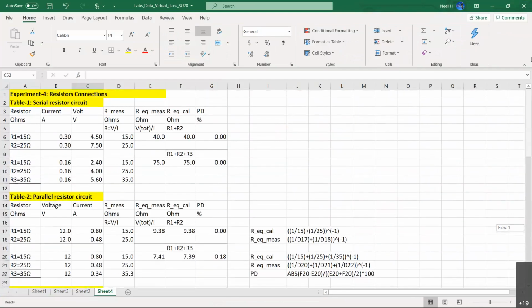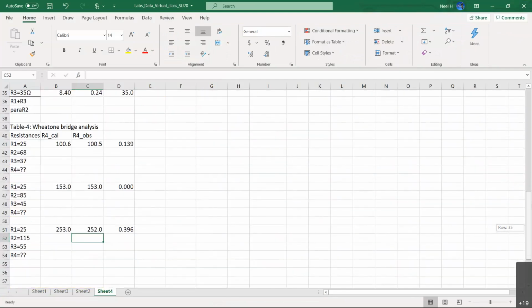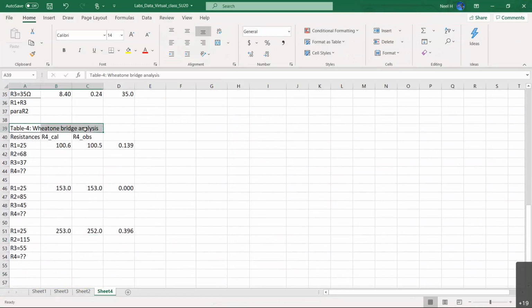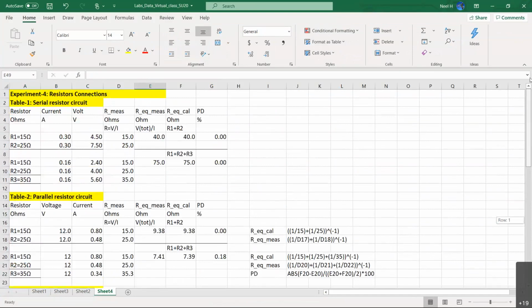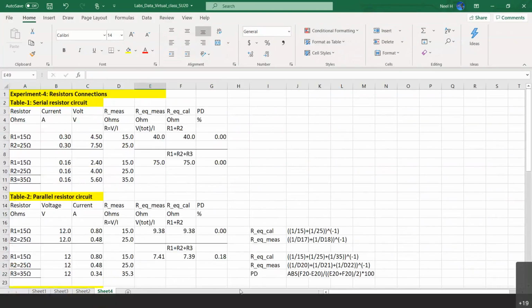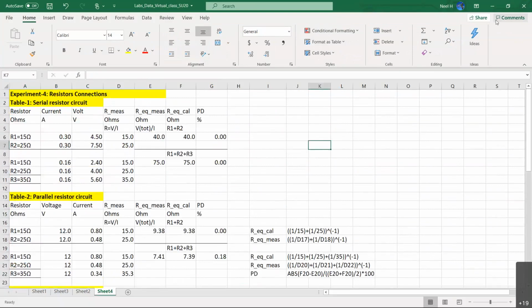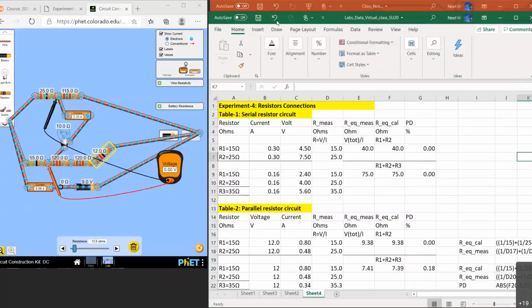So we completed all the tables and all the calculations. You just need to copy paste all the tables onto your report and then complete the report accordingly. Make sure before you copy paste the tables that all the formatting is done correctly. Okay, good. Any questions so far? Everybody okay? No problems?